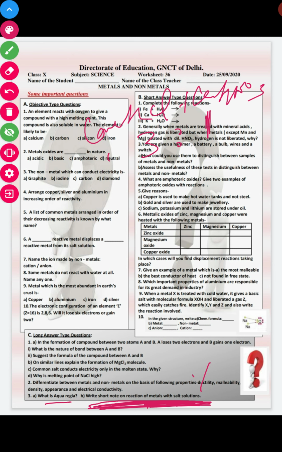So students, this is all about today's worksheet. I hope you understand it.